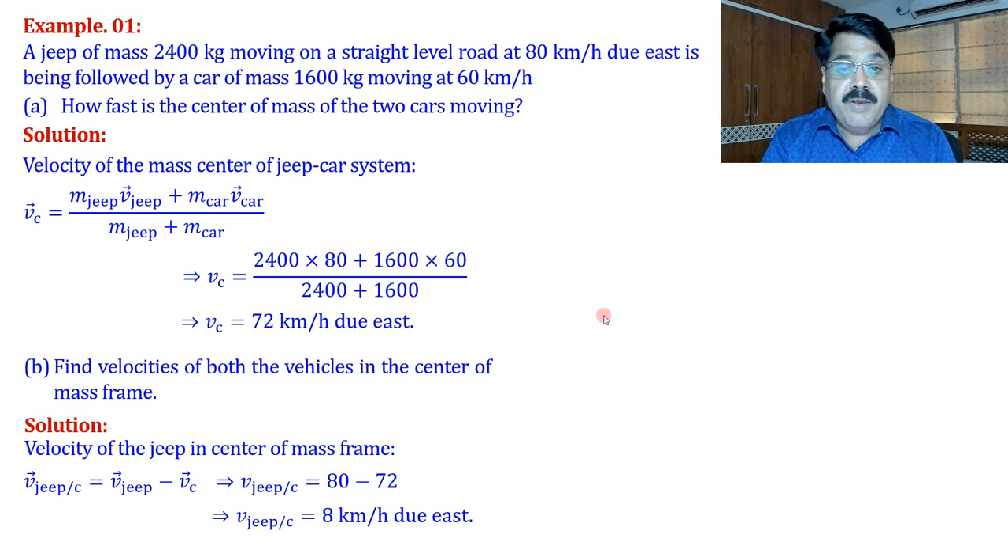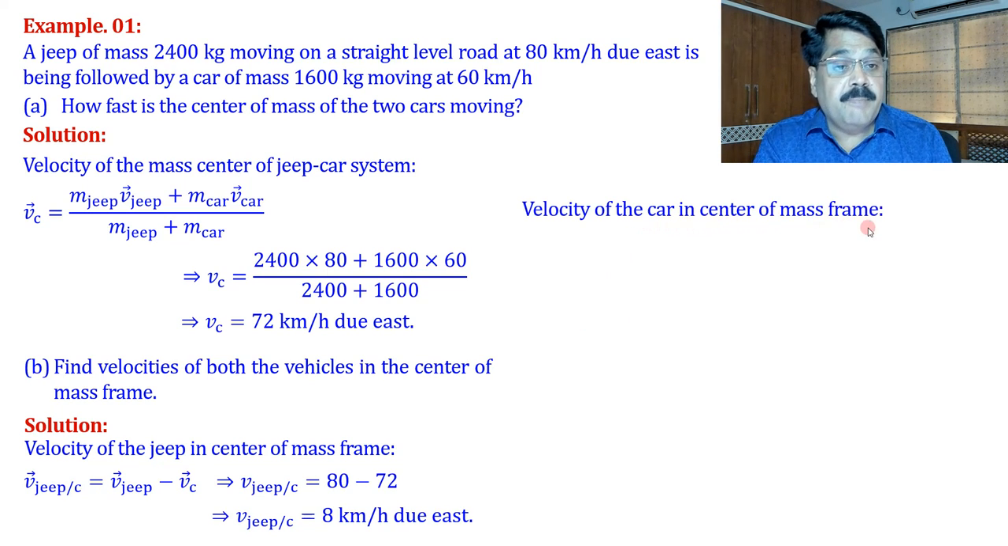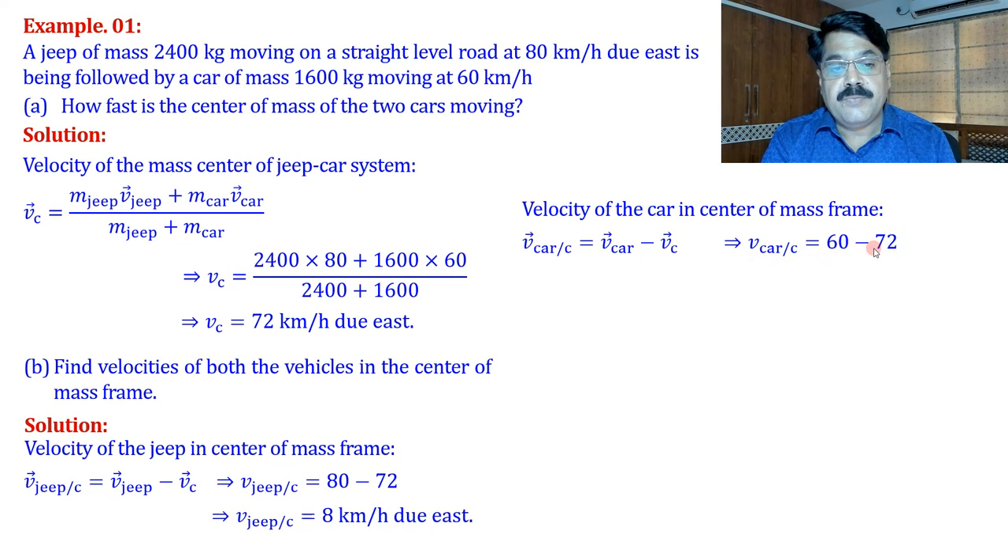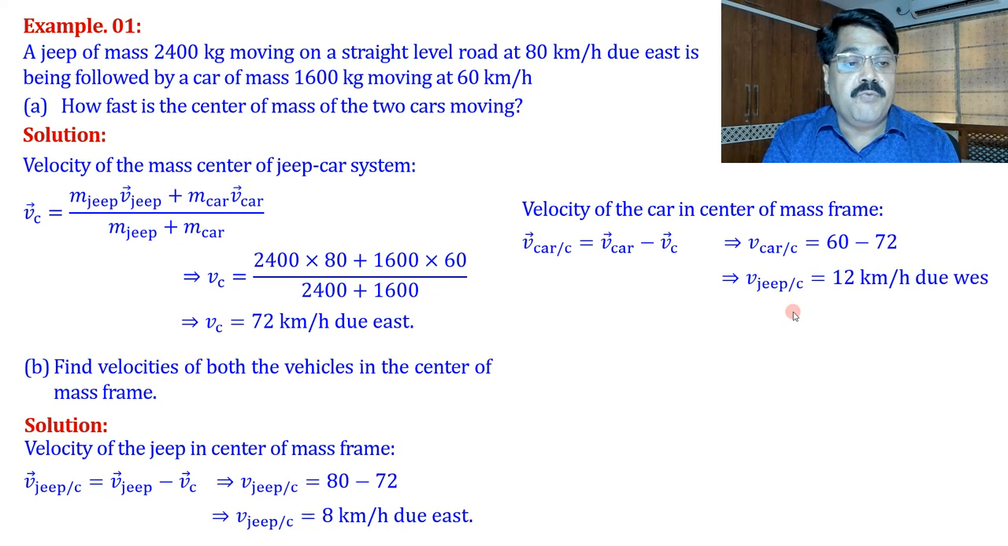Similarly, in the same way, we calculate the velocity of the car with respect to the mass center. What will the velocity of the car in the center of mass frame be? Velocity of car with respect to c, as a vector, is equal to velocity of car vector minus velocity of c, the mass center, as a vector. Now we substitute values. We assume east to be positive. So velocity of car with respect to c is equal to 60 minus 72. Now what is coming? It is coming minus 12. Minus 12 means it is opposite to east, so we can write 12 due west. So velocity of car with respect to c will be 12 km per hour due west. In this way, we can get the exact direction.